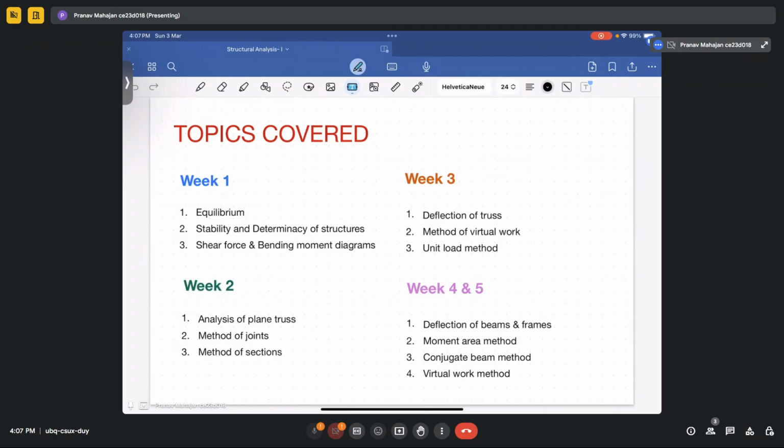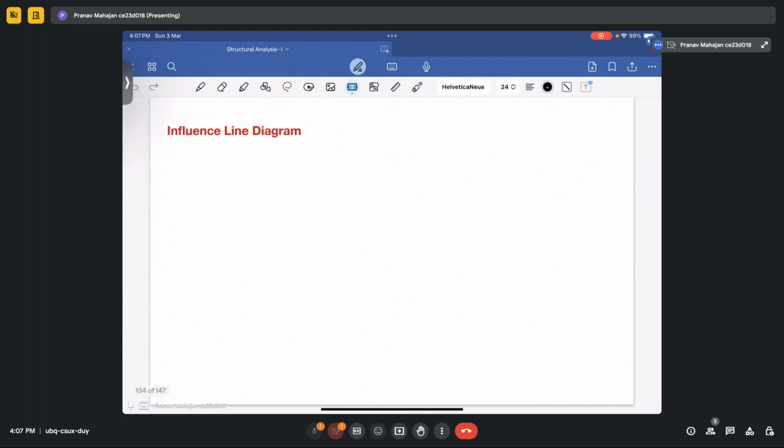So based upon that, this is what we have covered till date. Now, in the coming week, what we are going to study, or what you have already seen in the videos, is the influence line diagram. Where do we generally use this influence line diagram? We mostly utilize this concept in bridges, wherein a train is moving over a pier and an abutment.